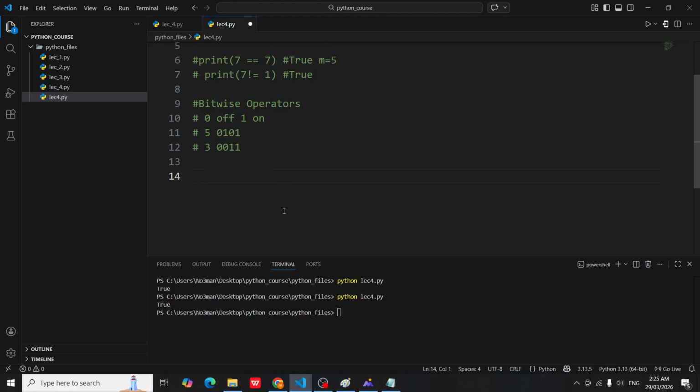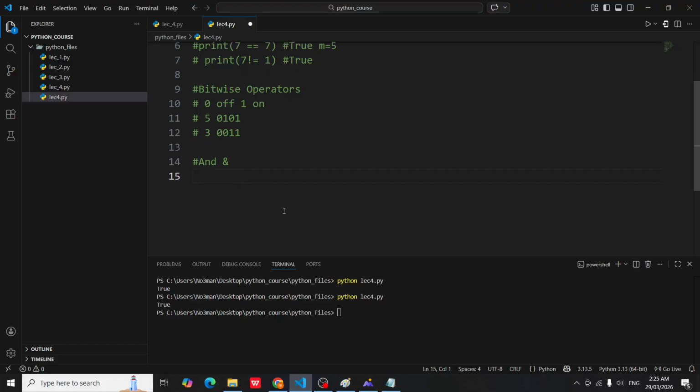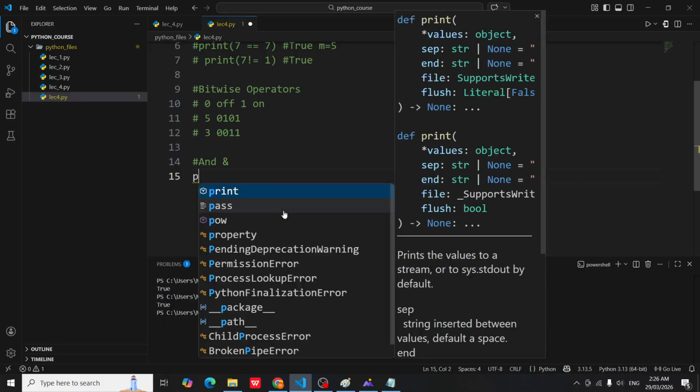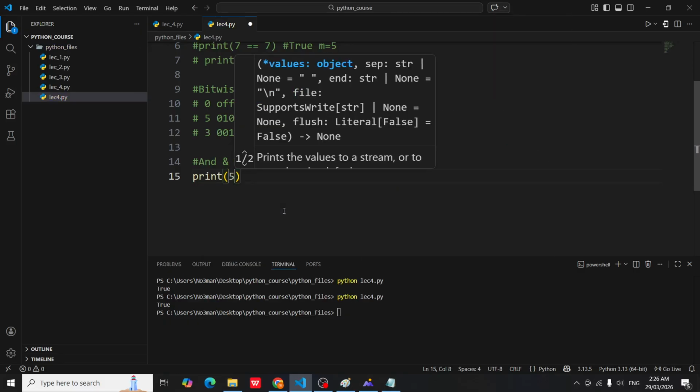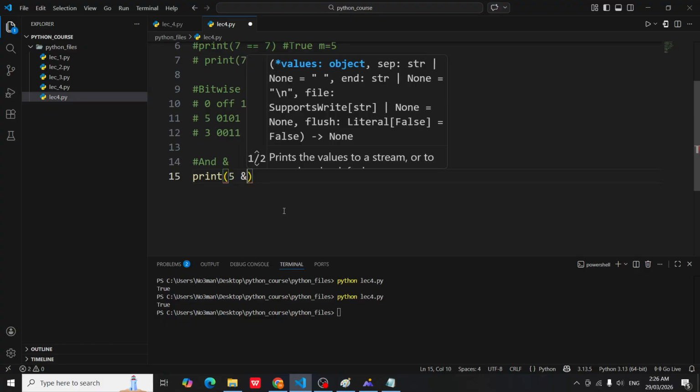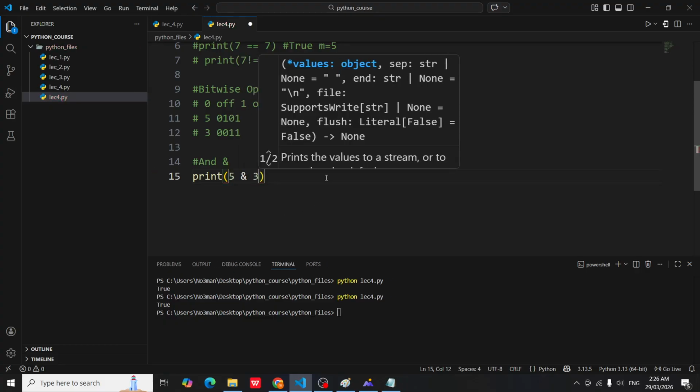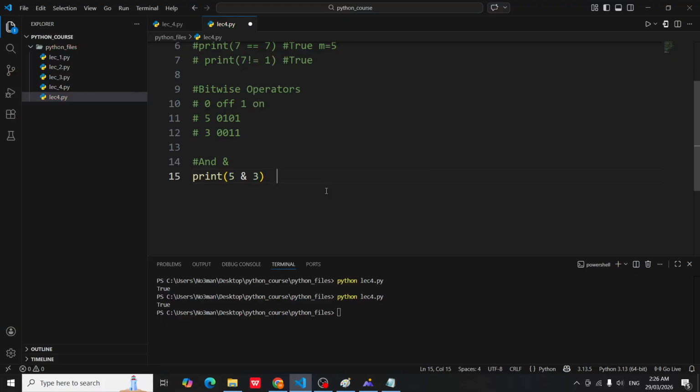Let's start with bitwise AND, it's represented by this sign. Okay, let's see. If we print 5 bitwise AND 3, what does the computer understand?